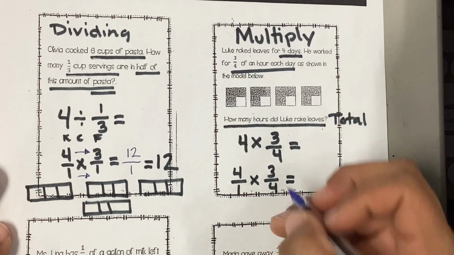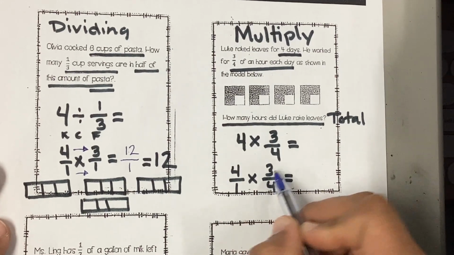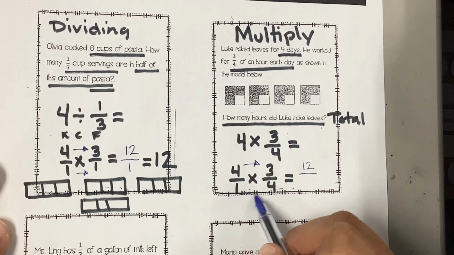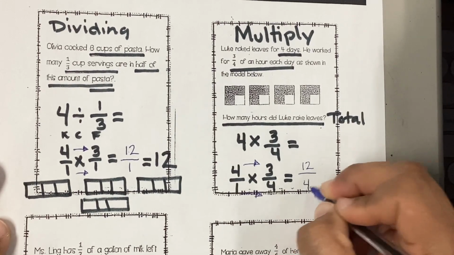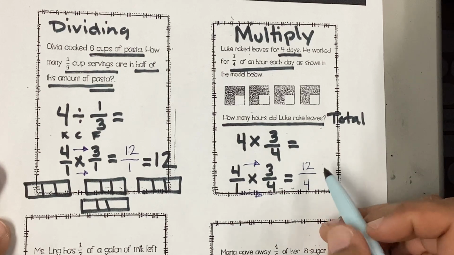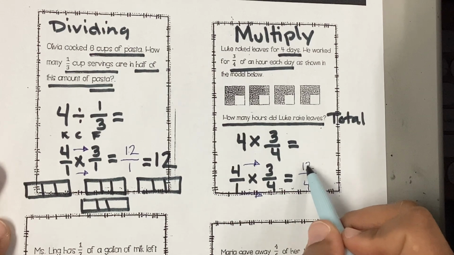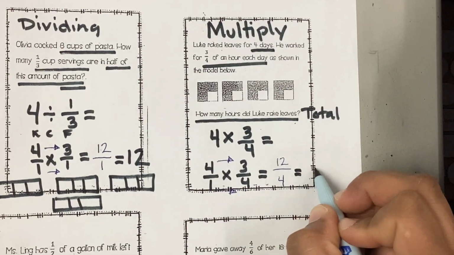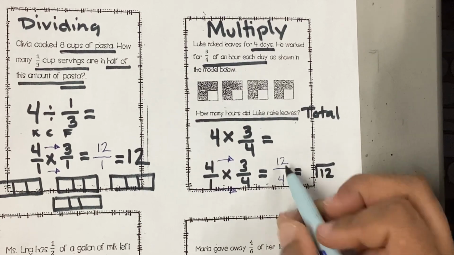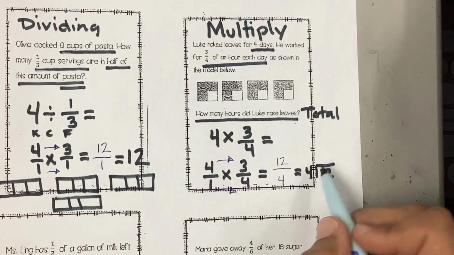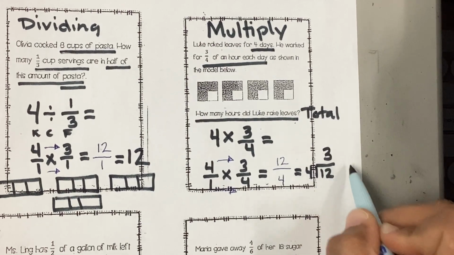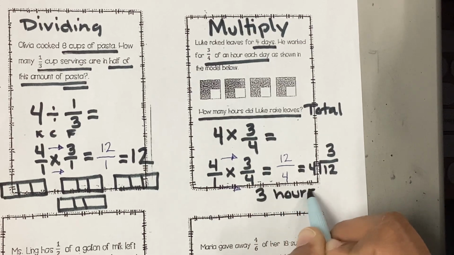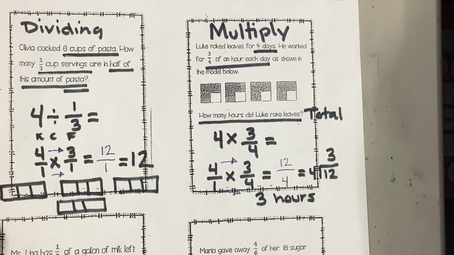And now we multiply straight across. So 4 times 3 gives us 12. 1 times 4 gives us 4. So now we have the improper fraction 12/4. And to solve that, we are going to divide. So 12 goes inside the house, the numerator. 4 is our divisor. 4 can go into 12 3 times. So the answer to this problem is 3 hours. Luke raked for 3 hours in those 4 days.